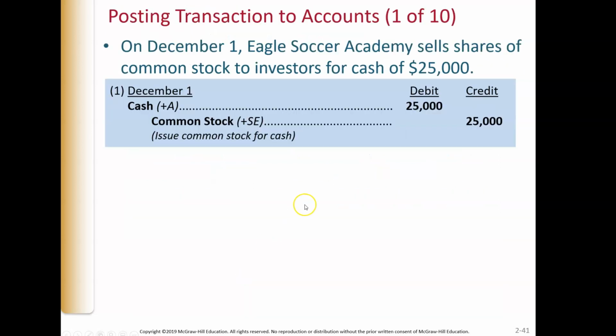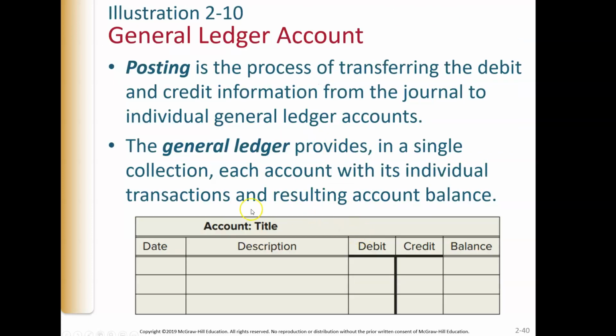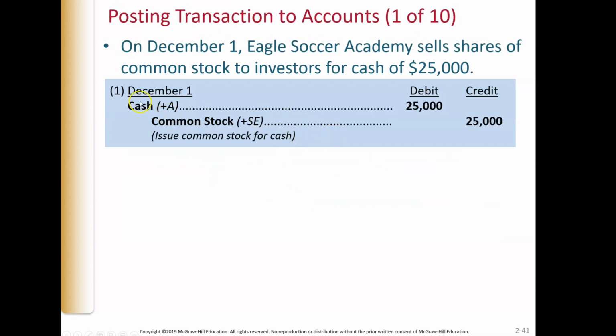So for this one, let me just go back here for a second. And this is what it used to look like. It used to look like a journal, sort of, only it's a general ledger. But you see this T? That's why we call it a T account. It's just a shorthand way of doing this. So we have our debit, we have our credit.